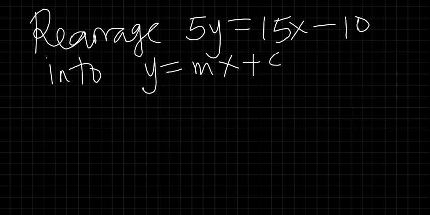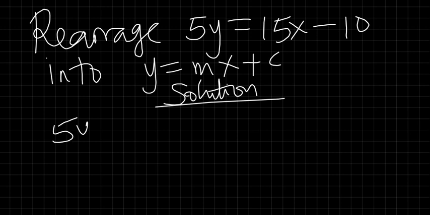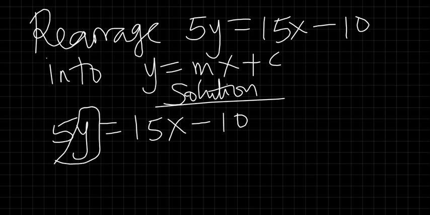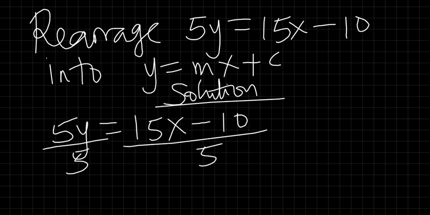So what we are meant to do, mathematically, we write solution, and then we write 5y = 15x - 10. So what we need to do, we want to make this y to stand alone. So we are going to remove this 5. And the best way to remove it is to divide both sides by 5. Divide this also by 5, so that this will cancel this.